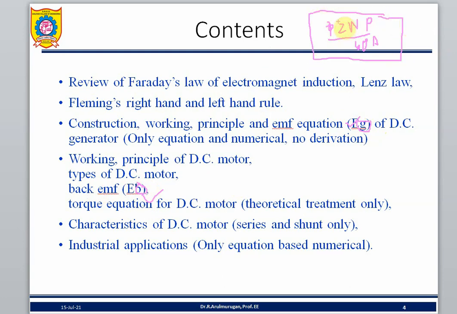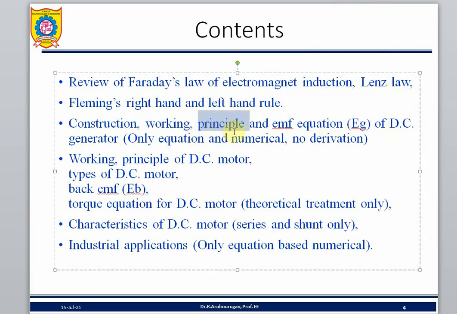Phi is the flux, Z is the number of conductors, N is the speed in RPM, P is the number of poles, and A is the number of parallel paths. So this is the EMF equation. We have discussed the working principle.